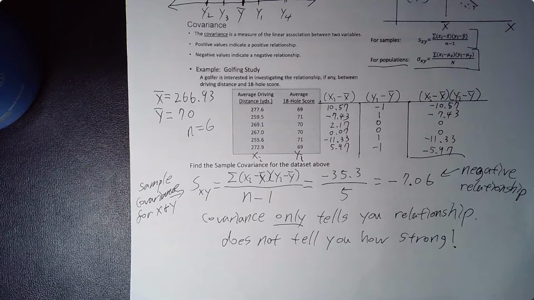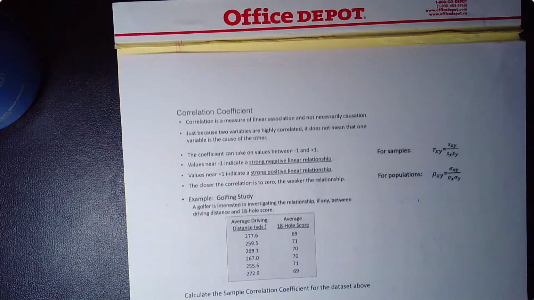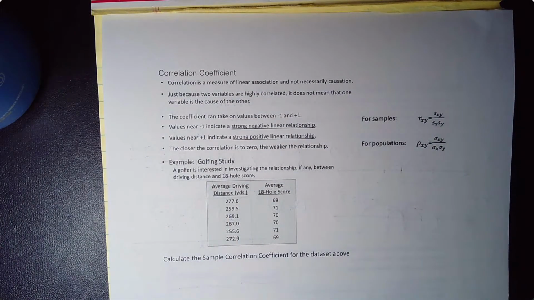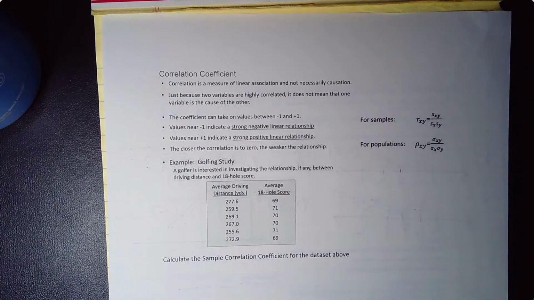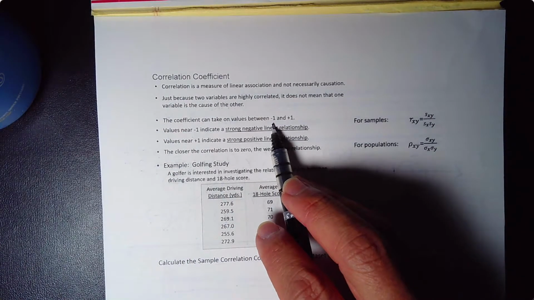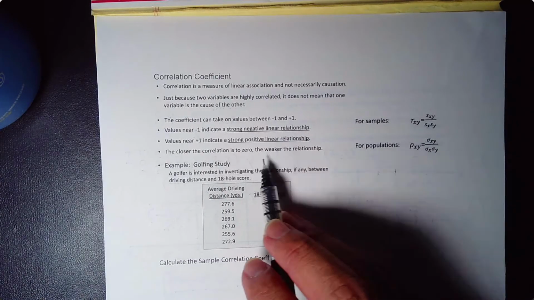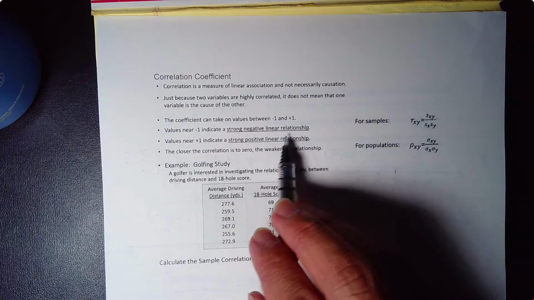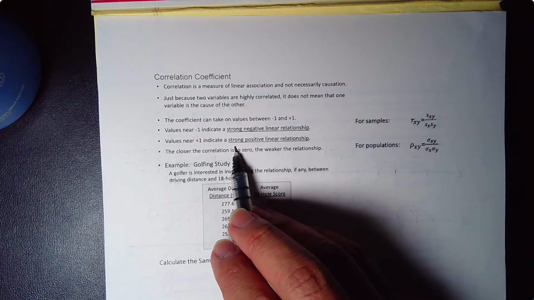Now we want some context. We want to be able to measure how strong a relationship is. To do that, we need the correlation coefficient. The correlation coefficient is basically you take the covariance and you scale it. The coefficient is always between -1 and 1. A value closer to -1 indicates a strong negative linear relationship. If it's close to +1, then it's a strong positive linear relationship.